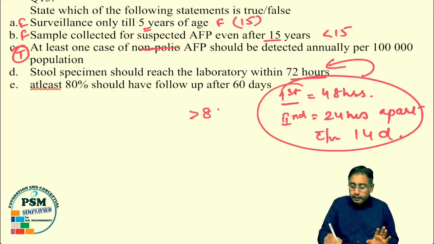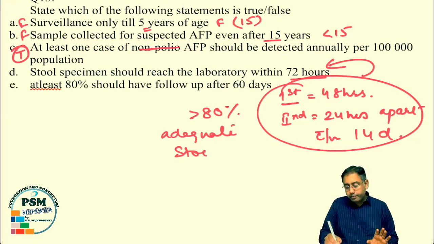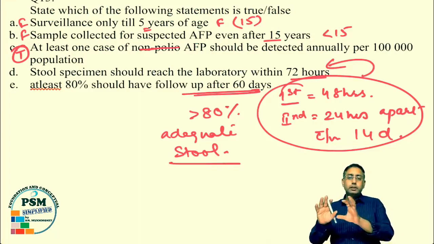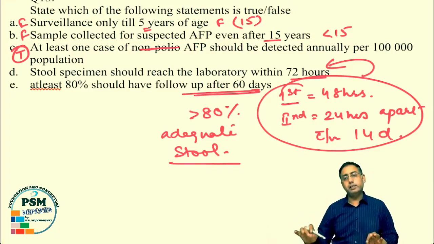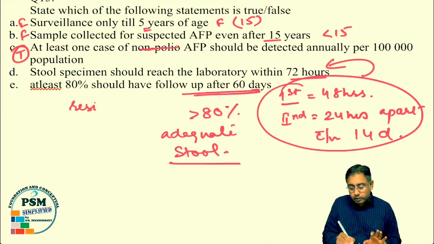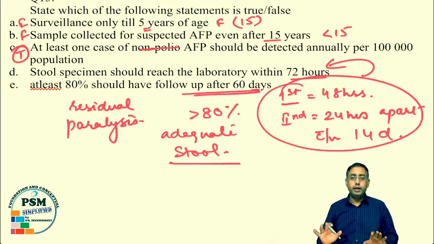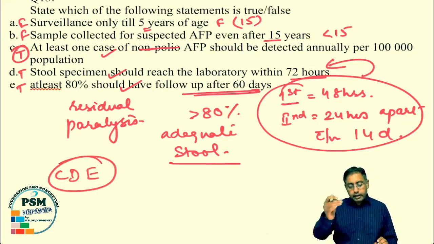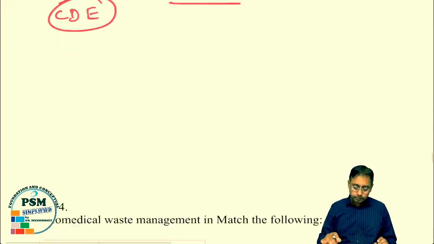There should be more than 80% adequate stool samples, and at least 80% should have the 60 days residual paralysis check done. So the residual paralysis should be checked at the 60th day in more than 80% of the cases. That is the target. So all are true. I would like to mark C, D and E as my true options, and A and B are my false options in this question.